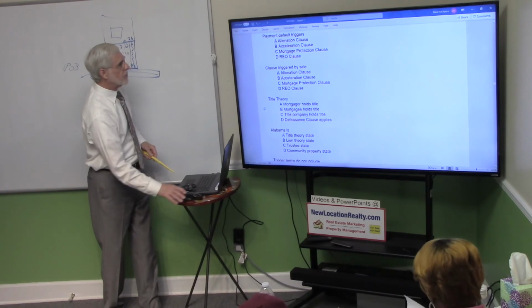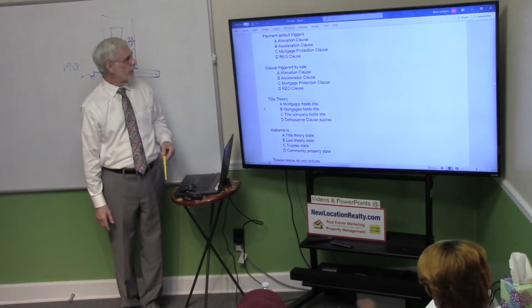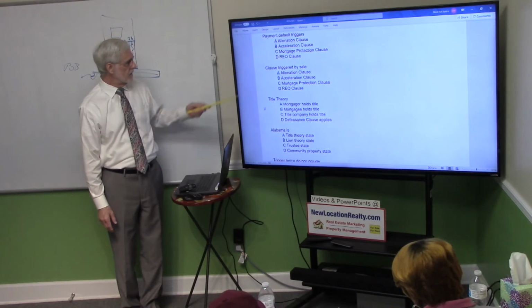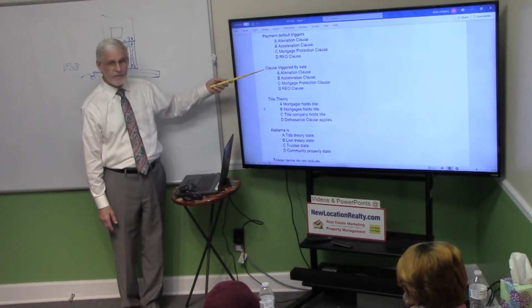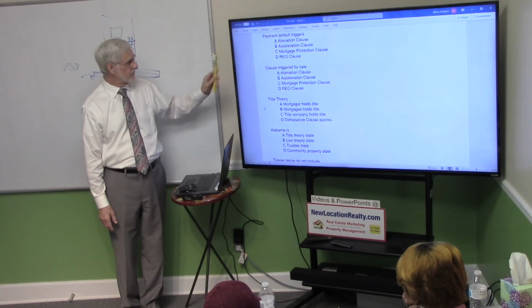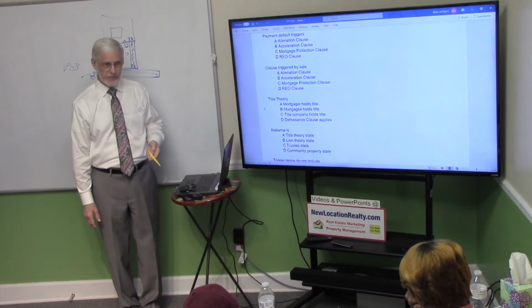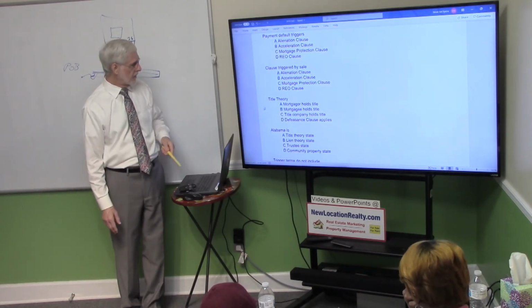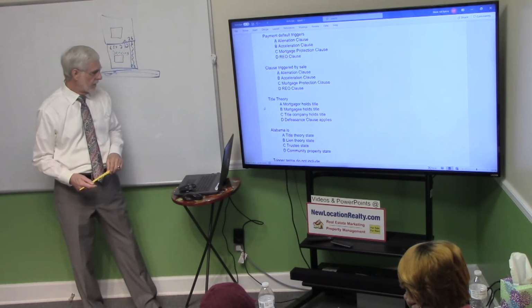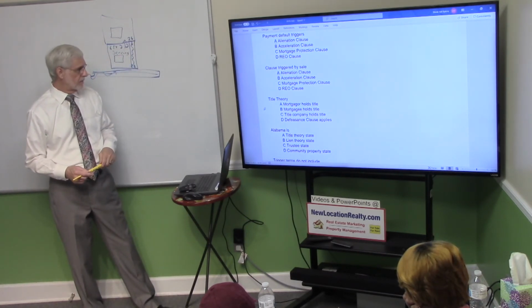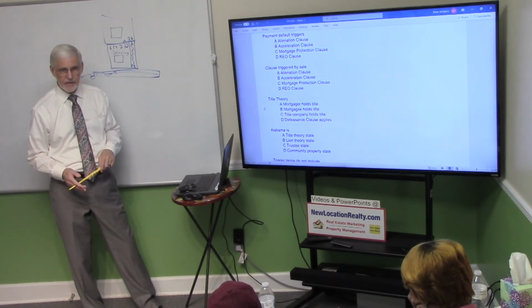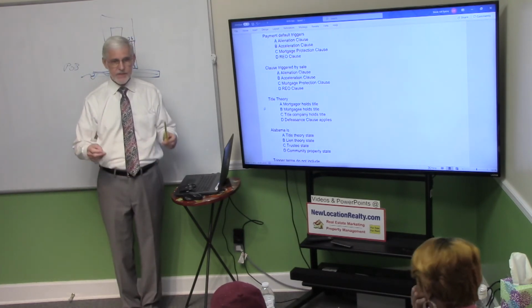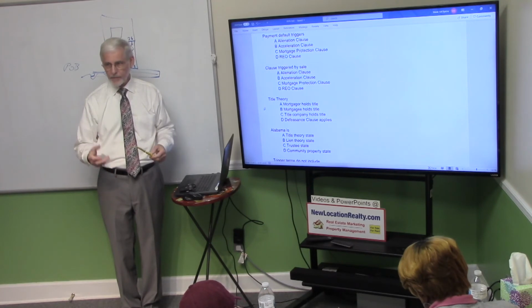Payment default triggers which one? Acceleration clause, yes. Oh, I'm sorry, I skipped a sheet. Clause triggered by the sale: alienation. That's the one, if you sell it, you have to pay off the loan. Title theory: the mortgagee holds title. Defeasance clause applies. Alabama is a title theory state. That means that the mortgagee, the lender, gets title.